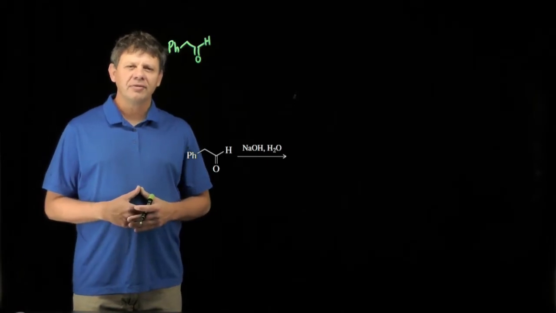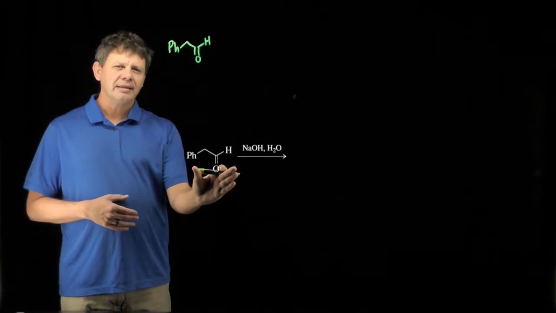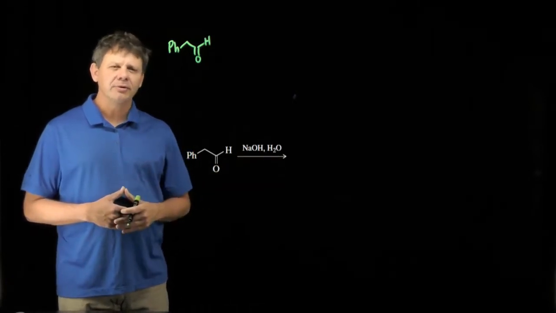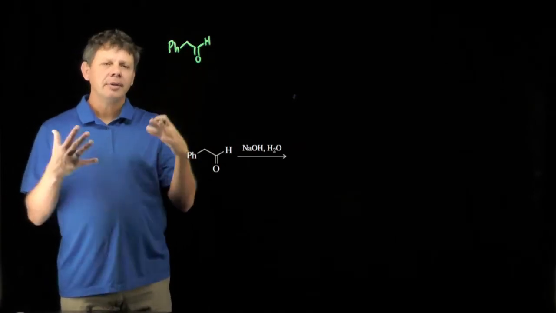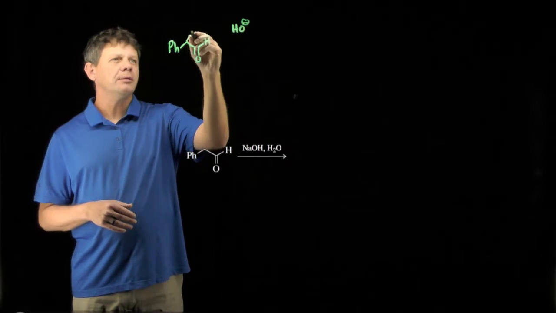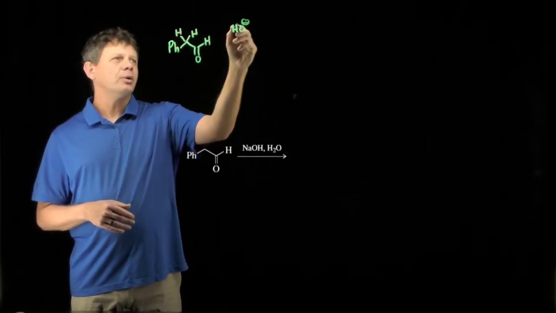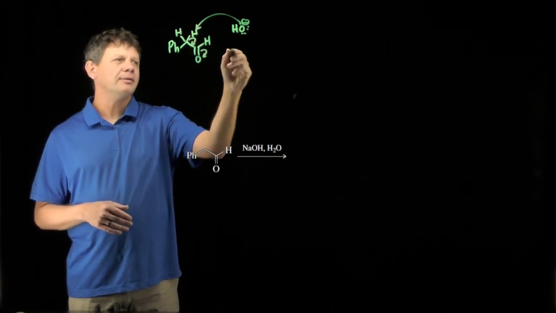This assessment asks us to predict the product of the base-catalyzed aldol. So we're going to react this aldehyde in the presence of sodium hydroxide and water. I've gone ahead and redrawn the aldehyde up here. This reaction will start with the deprotonation of the alpha hydrogen by hydroxide, and so we can show that step happening here to make the enolate.